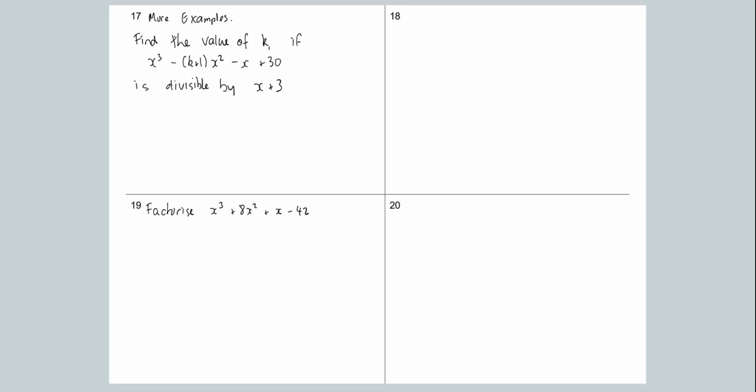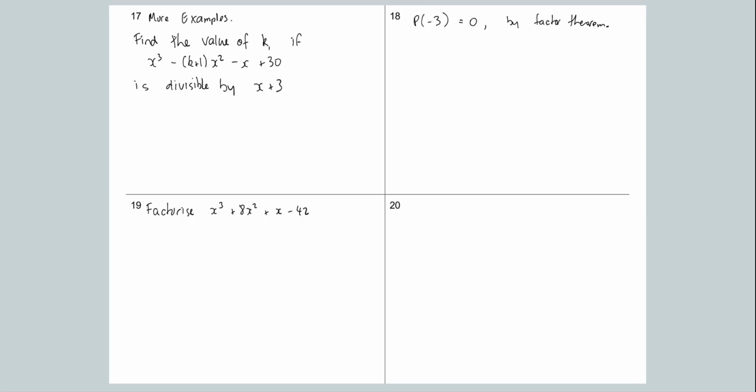Now, you could do this by using the reverse box method, but the factor theorem is so much easier to use when you've got this kind of information. So we know that p of minus 3, we have to reverse the sign, x plus 3 becomes minus 3, is equal to 0 by the factor theorem.